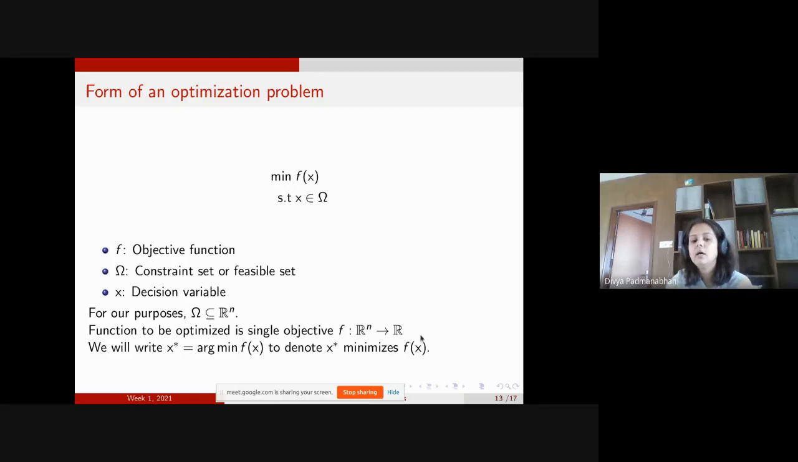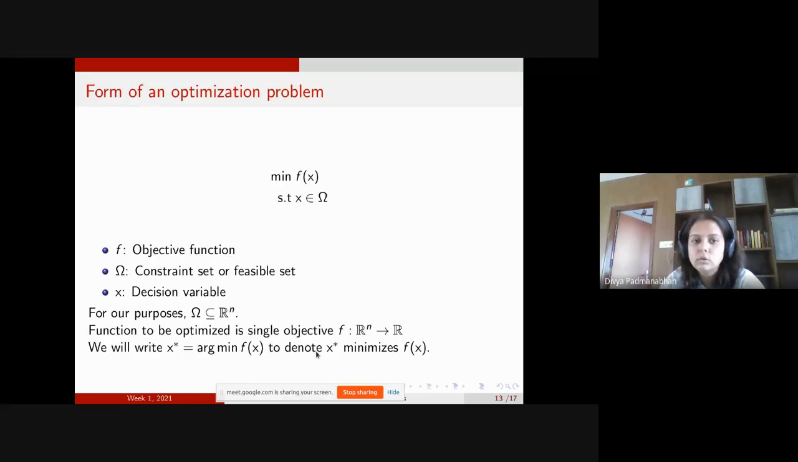Okay. Now there is a stream which looks at multiple objectives, where there are multiple functions you want to optimize. So you write that as a function from R^n to some, say, R^m. So it's a vector of functions you want to optimize. But here, for this case, we are only going to look at the single objective case. And in terms of notation, we would write x star as argmin of f of x, to say that x star is the minimizer of f of x.